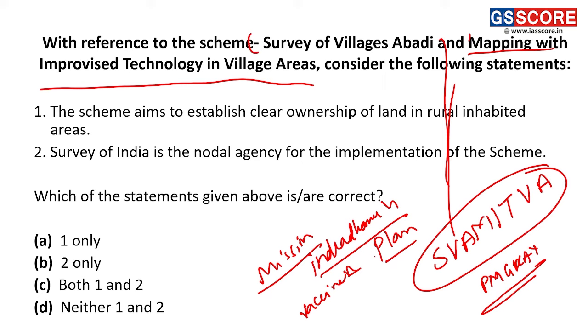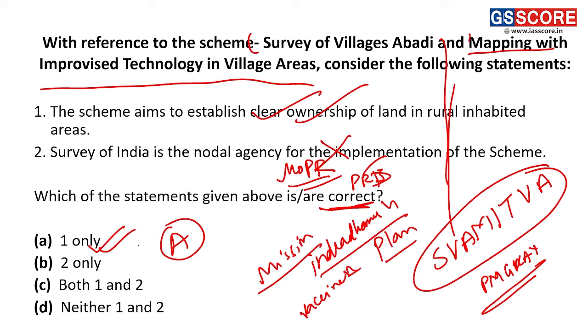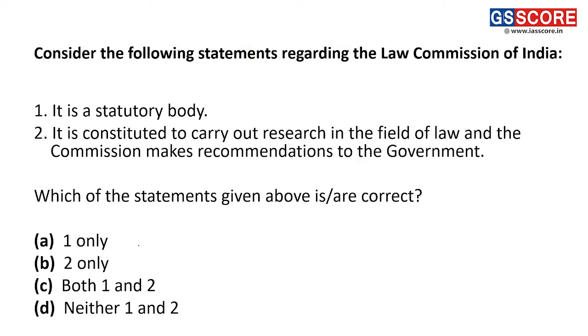Now let us look at these statements. The scheme aims to establish clear ownership of land in rural inhabited areas. That is true. Survey of India is the nodal agency for the implementation of the scheme. That is incorrect. It is the Ministry of Panchayati Raj. If you remember, it was launched on Panchayati Raj Day. So that makes the second statement incorrect and we need to find the correct statement, and hence the answer is option A. Moving on.